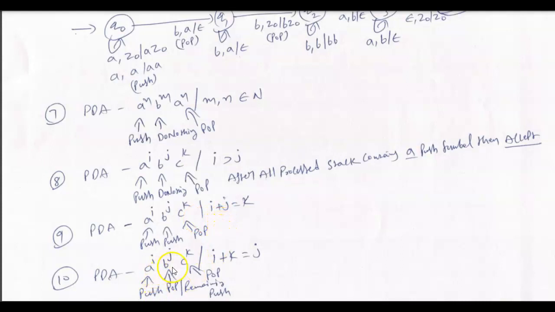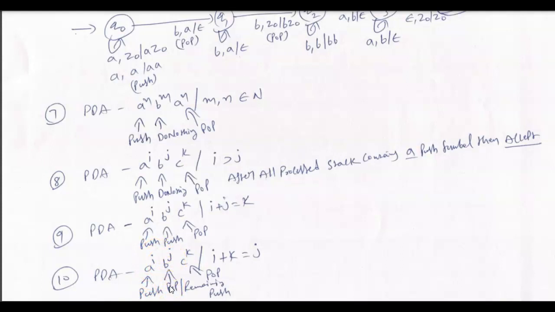In the same way, this is a very peculiar one, a to the power of i, b to the power of j, c to the power of k, where i plus k is equal to j. Here push, some pop. For every A, some B's will be there. Actually, generally we construct a PDA first for a valid string, remember that. For a valid string we are going to construct a PDA. For push we do a to the power of i. After that, b to the power of j pop operation.